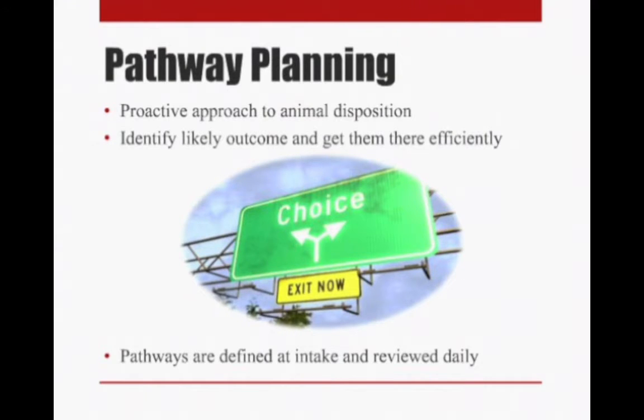Another example might be a purebred dog that comes into the shelter. You might have a particular breed rescue in your area that you work with and you know really well, and if a breed comes in that fits in that group's work, then you want to give them a call and have that pathway defined ahead of time. So these pathways are defined at intake, but they're reviewed daily and they can change periodically throughout an animal's stay.